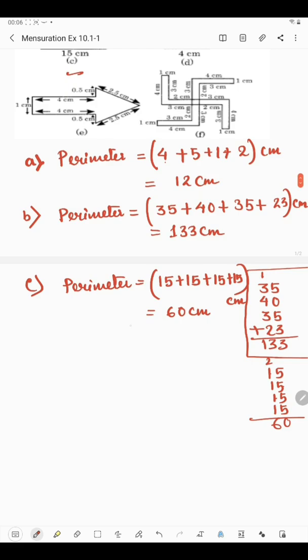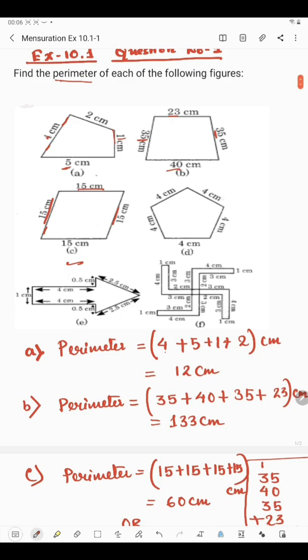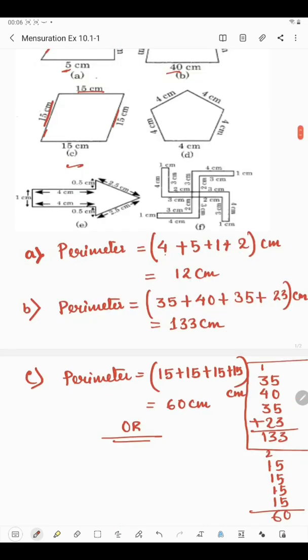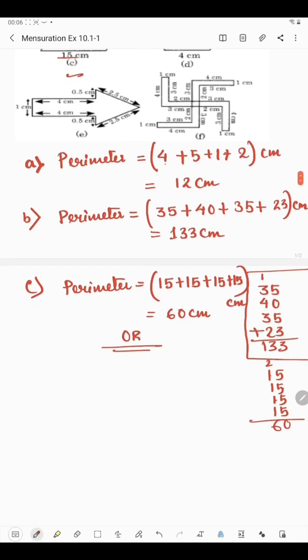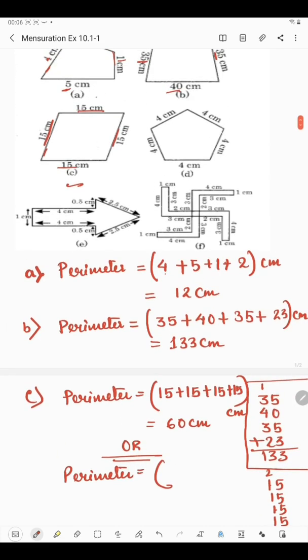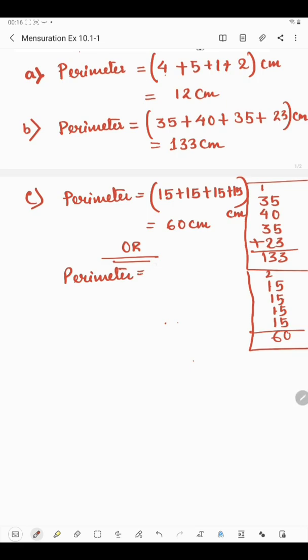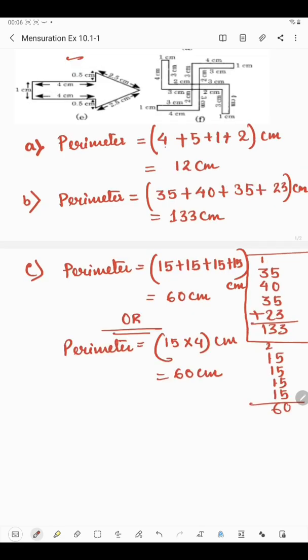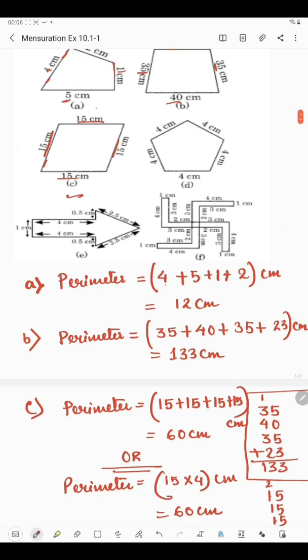Now we can find this by multiplication also. How? Here we have the same length given. Since the length of one side is 15 centimeter, to find the perimeter we'll just multiply by 4 sides. Since there are 4 sides and the length of one side is 15 centimeter, the perimeter will be 15 fours or 60 centimeter. So if the lengths are the same, we can get it by multiplication also.